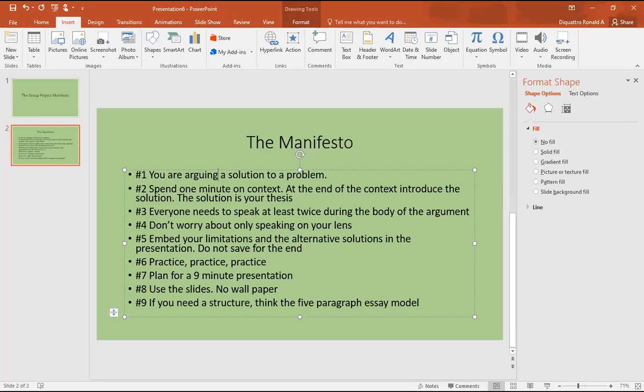Everyone needs to speak at least twice during the body of the argument, not in the introduction, but in the body. If you're looking for a format, again, think of the 5-paragraph model. I'm going to spend a minute on context, which is my opener, concluding with my thesis. I'm going to spend a minute on my conclusion. By me, I mean the group. And then I'm going to have 3 main ideas I'm going to spend roughly 2.5 minutes on. 2 to 2.5 minutes. Everyone needs to speak twice in the body, minimally.